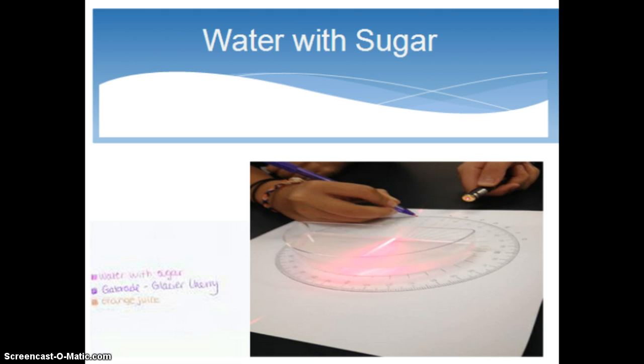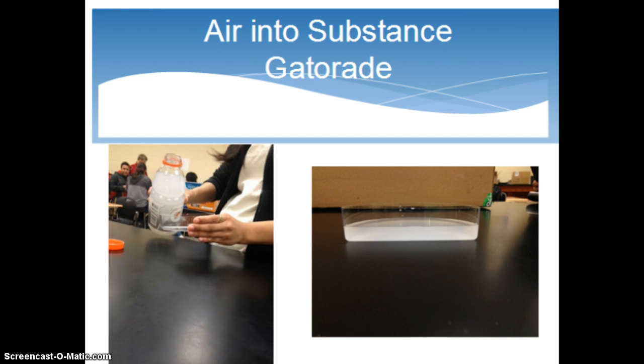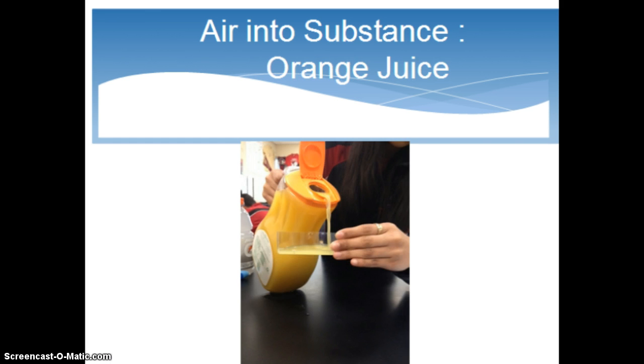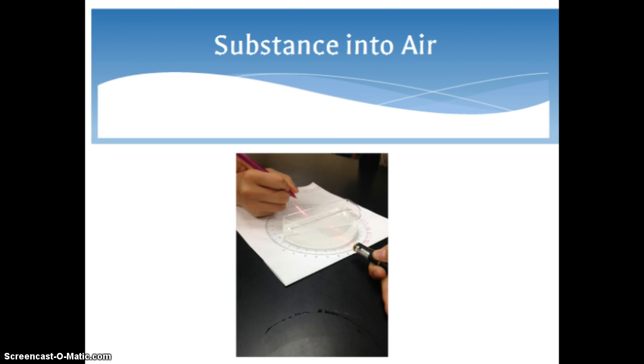Repeat steps 3 through 5, changing A, 10 degrees to B, 20 degrees, C, 30 degrees, and so on until G, 70 degrees. We got another petri dish, filled it up halfway with Gatorade, and repeated the steps we did with the previous substance, recording the angle of refraction. We then repeated the same process using orange juice. For the substance into air part of our experiment, we repeated the same steps as with air into substance, but we placed the petri dish the opposite direction on the paper.